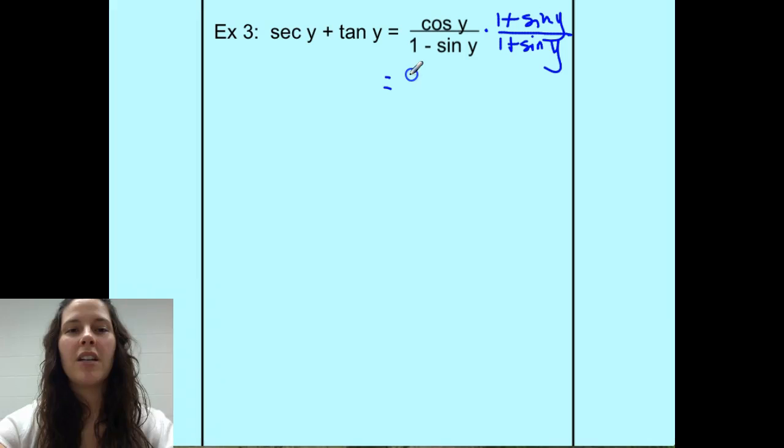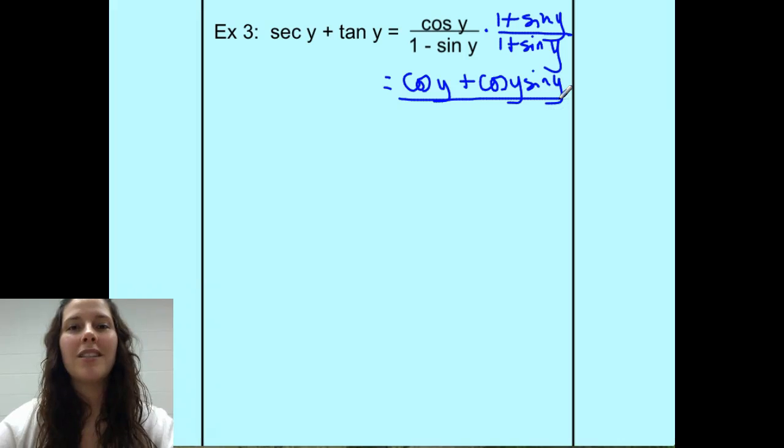In the numerator, I'm going to go ahead and distribute that cosine, so we get cosine of y plus cosine y sine y. In the denominator, remember with conjugates, we can skip the OI of FOIL and just multiply the first and the last. So we get 1 times 1 is 1, minus sine times sine is sine squared. Again, hopefully you recognize that Pythagorean identity in the denominator. 1 minus sine squared is cosine squared.